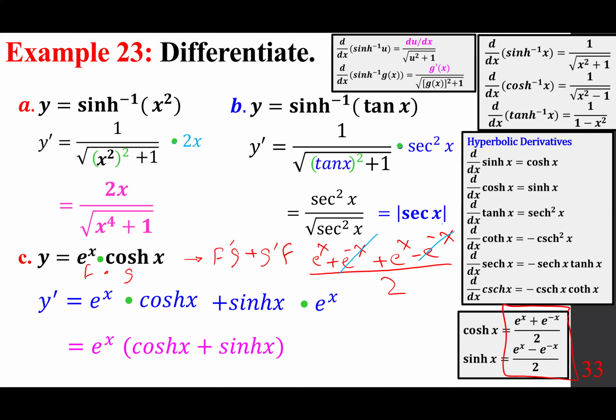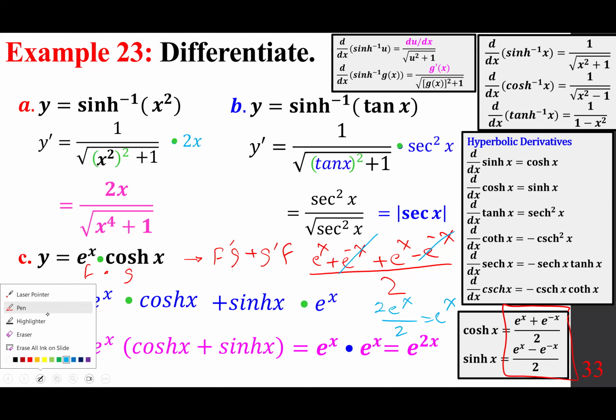These two cancel each other, and you get 2 e to the power of x over 2, and the answer is e to the power of x. So you can say e to the power of x times e to the power of x, making it e to the power of 2x. So cosh x and sinh x, the sum is e to the power of x, everybody.